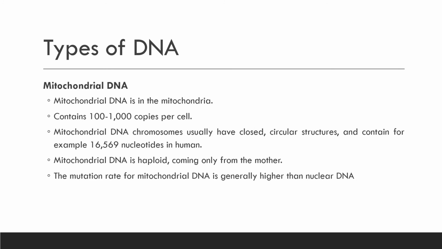Then we have mitochondrial DNA. Mitochondrial DNA is the DNA in the mitochondria, containing 100 to 1000 copies per cell. Mitochondrial DNA chromosomes usually have a closed circular structure and contain, for example, 16,569 nucleotides in humans. Mitochondrial DNA is haploid, coming only from the mother. The mutation rate for mitochondrial DNA is generally higher than that of nuclear DNA.